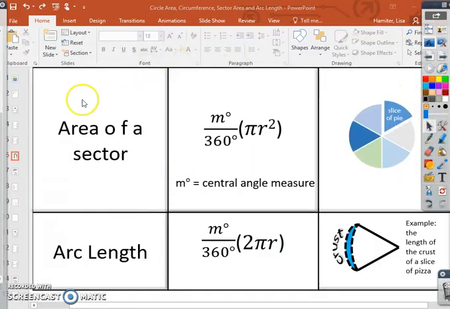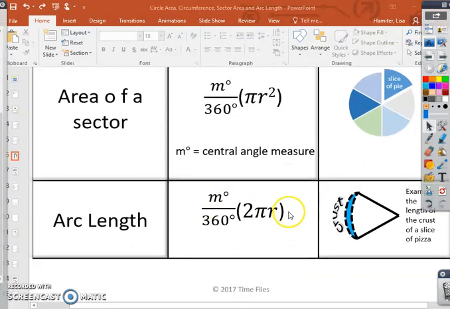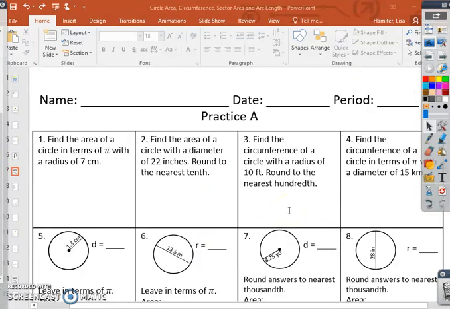Be sure and copy this information. It's in your notes. It's on the blog spot. Copy it into your notes. Make sure you understand what area of a sector is. It's a slice of pizza, and the formula is this. Arc length is like the crust. Here is your formula. And then you will need to do this page.